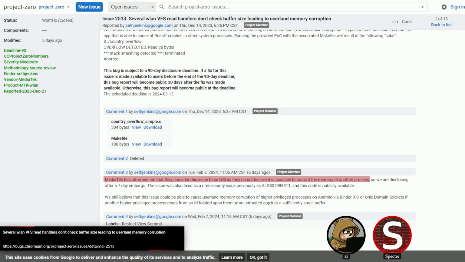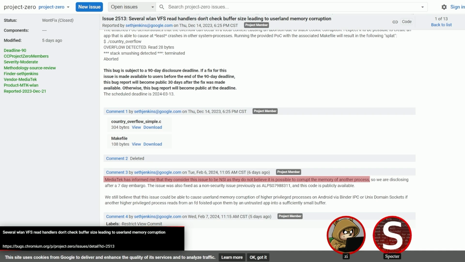They say that we believe that this issue could be able to cause userland memory corruption of higher privileged processes on Android via binder IPC or Unix domain sockets if they can get that file read. So yeah, I think it's definitely possible. It's a weird primitive to have. But I think MediaTek is wrong here, straight up. Let's be honest there.